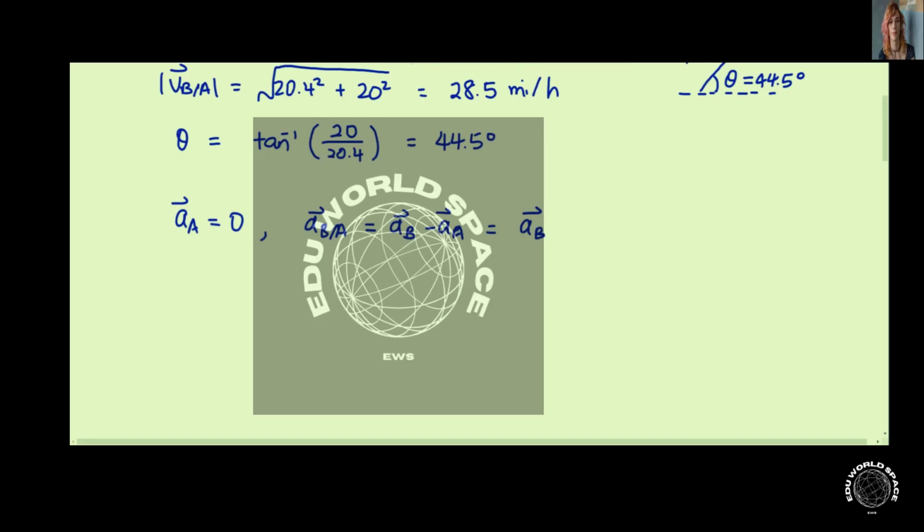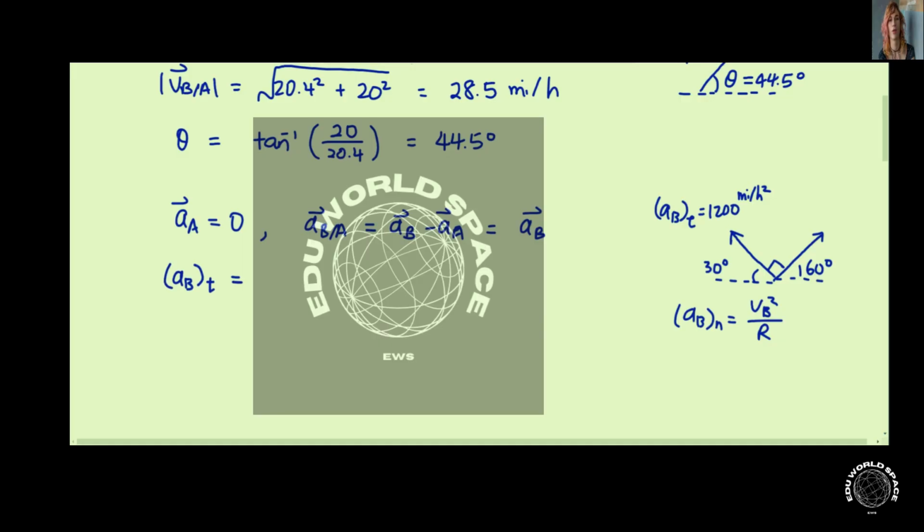Given that car B is accelerating, increasing its speed, there's a tangential component drawn this way. This is 1,200 miles per hour squared. Then we also have a normal component. This is 90 degrees, 60 degrees, and the normal component is going to be v_B squared over R.